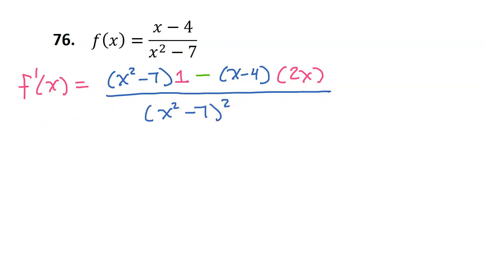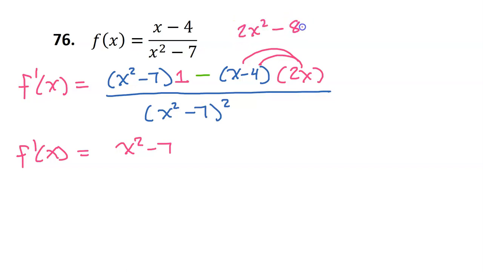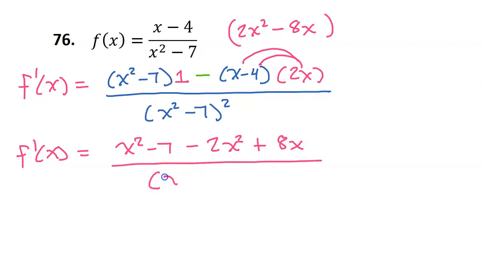Let's clean this up a little bit. So we have x squared minus 7. If we do the distributive property right here, that would give us 2x squared minus 8x. But then we have this negative sign. Once we distribute the negative sign, we will have negative 2x squared plus 8x. And let's leave the denominator alone.